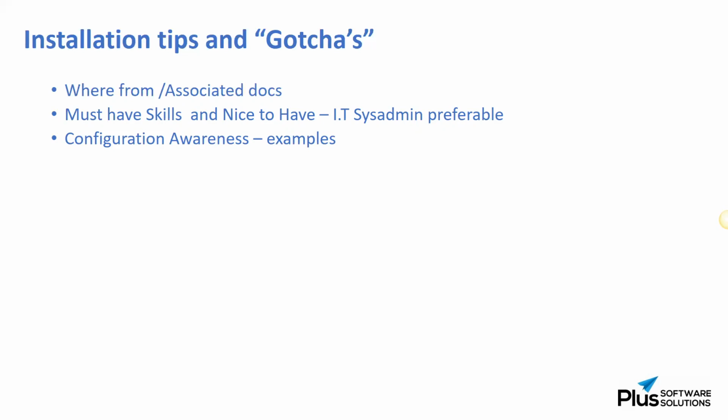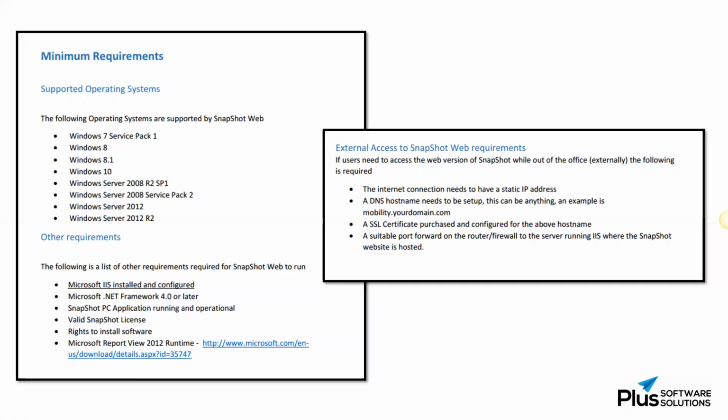So configuration awareness. So I'm going to just show some examples here of the installation process and just some things to be aware of when configuring the application. So first of all, we've got the minimum requirements here. Pretty much any sort of modern Windows machine that can run anything from IIS 7 and above. So IIS 7 is compatible and IIS 8 is compatible as well. You need to have the Microsoft .NET framework version 4 or above. So 4.5, 4.6 still fine, just as long as it's above 4.0. The Snapshot PC application running operational. So this is required as well.